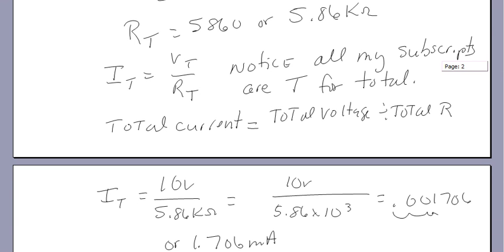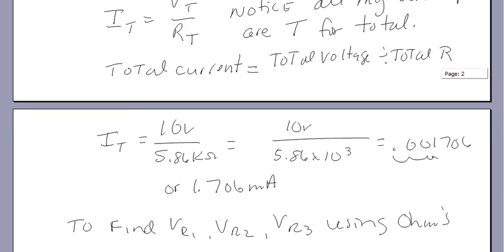The total current is total voltage divided by total resistance. Notice all my subscripts are T's for total. So to get total current, I need to divide total voltage by total resistance. I can't divide by one voltage drop. So total current is equal to the total voltage divided by the total resistance.